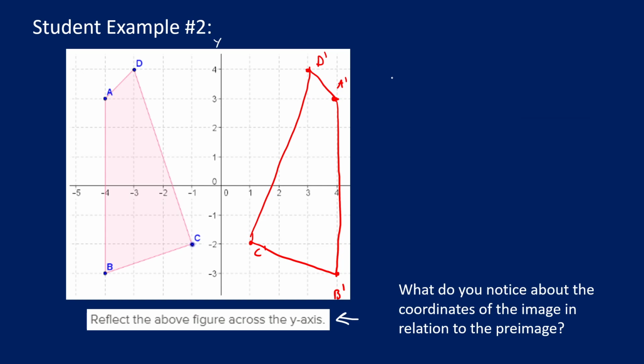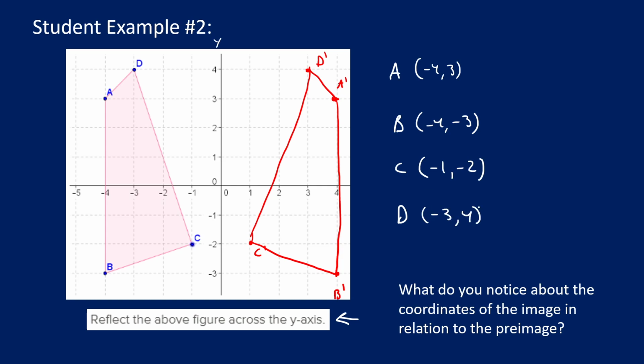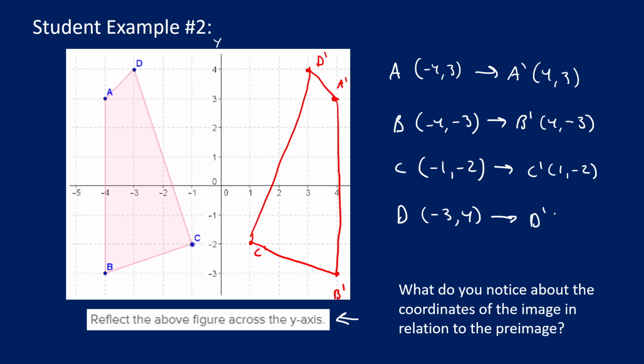Okay, we'll write them all down. A, B, C, D. A originally was -4, 3. B originally was -4, -3. C was -1, -2. And D was -3, 4. Okay, well, what happens to those? A prime ends up at 4, 3. B prime ends up at 4, -3. C prime, 1, -2. And D prime, 3, 4.